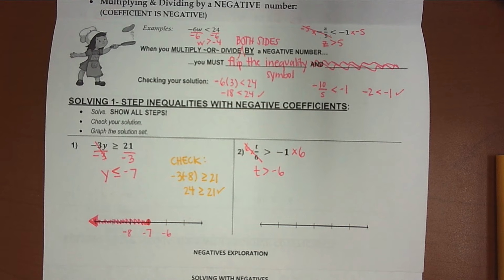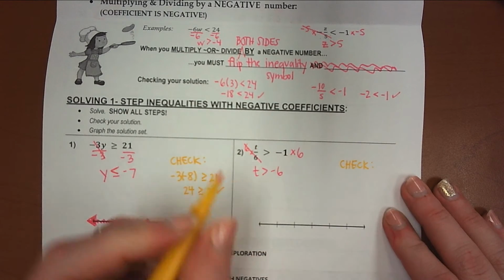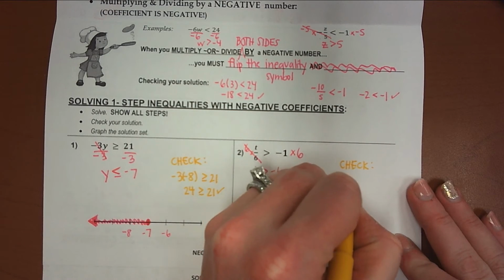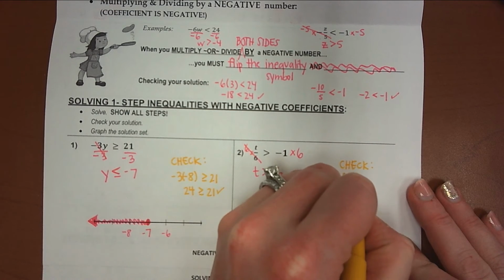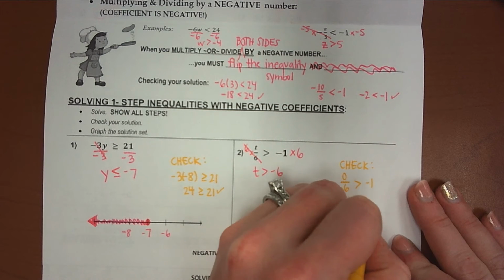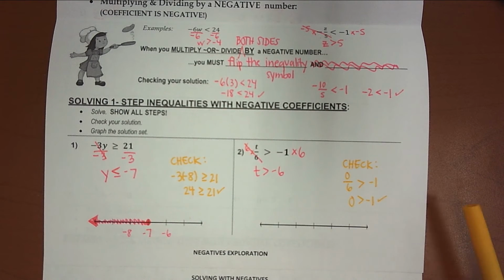If you're unsure or you think, I don't know, do I need to flip the sign or not, check your answer. Do a quick check over here and say, okay, well, a number bigger than negative 6. Let's pick 0. 0 divided by 6, is that greater than negative 1? 0 divided by 6 is 0. Is 0 bigger than negative 1? Sure it is. So my answer makes sense.